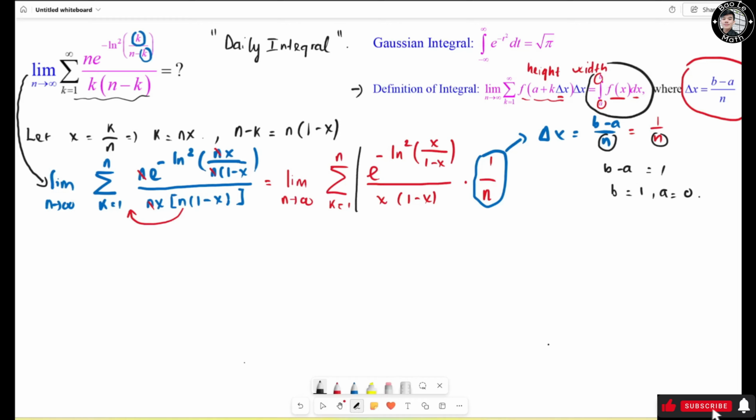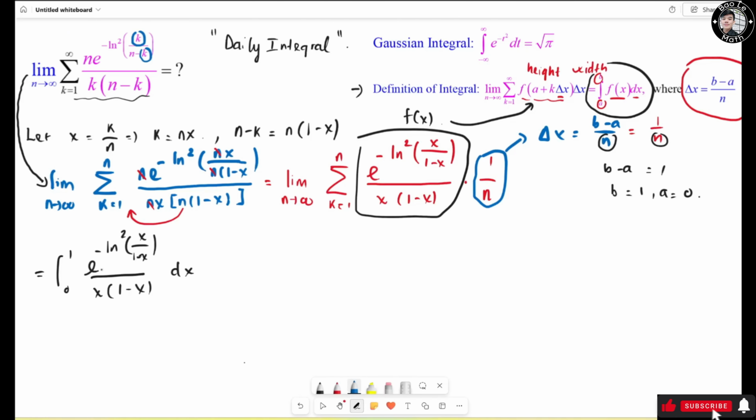And this is actually f of x, which is this right here. So now we're going to do u substitution. We're going to let u be ln of s over (1 minus s), then du equals ds over s times (1 minus s), right? Now we're going to change the upper bound and lower bound.